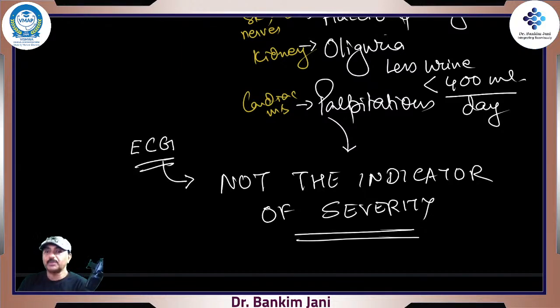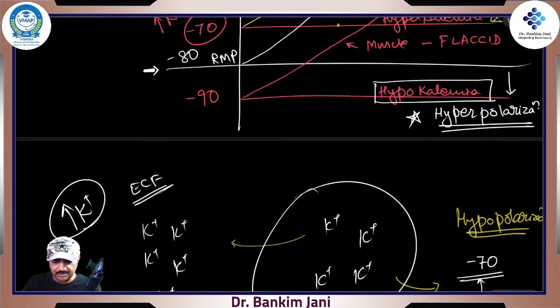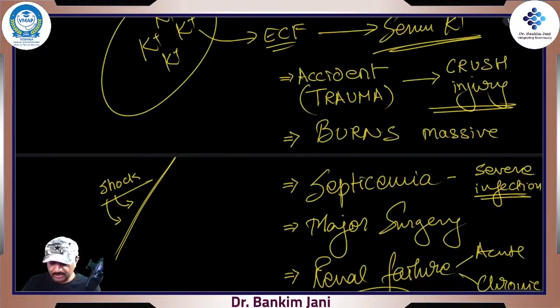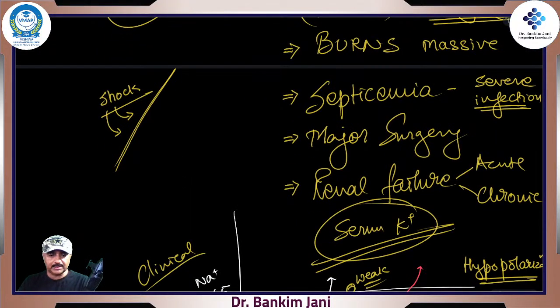Yes, that's what I'm telling. You just can't know by watching. That's why history is so important. See, the history is typical. For hyper, history is typical, right? There is crush injury. There is all sorts of accidents, septicemia, major surgery, renal failure, right? You watch the case paper and you get the history that yes, the patient has had renal failure since long, chronic renal failure. So that will give you the idea, right?